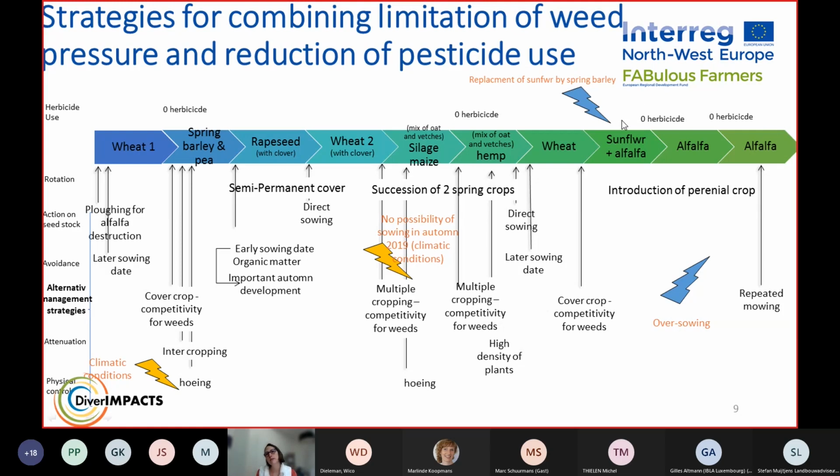For example, this year we are testing oversowing a mix of oat and clover in our alfalfa to try to control weeds in our alfalfa. So it's a very adaptive rotation.